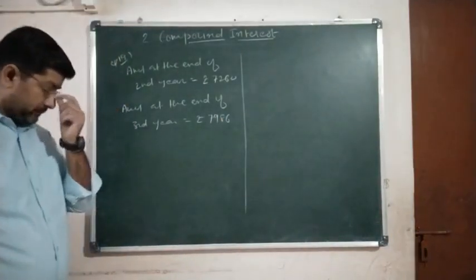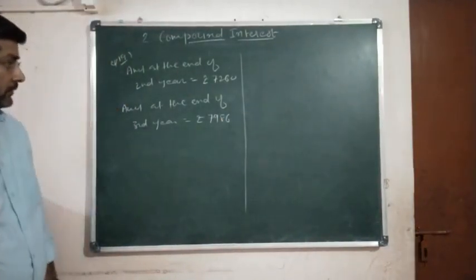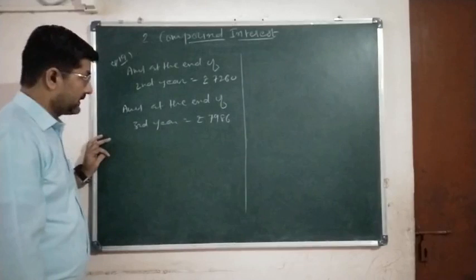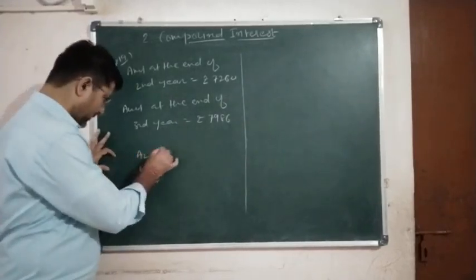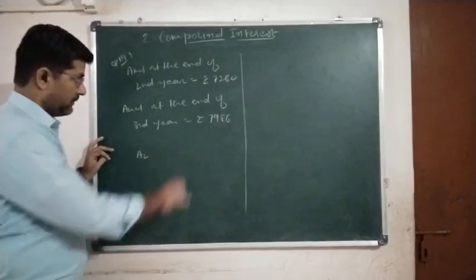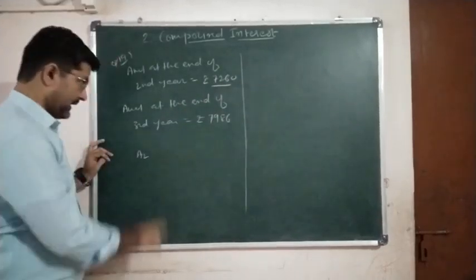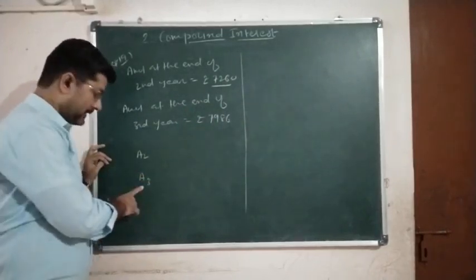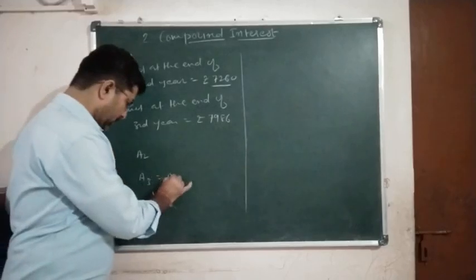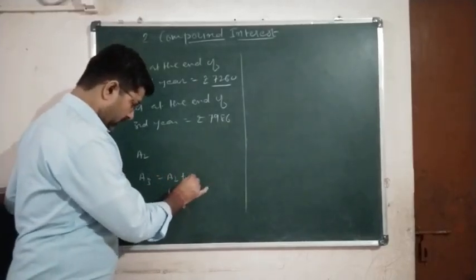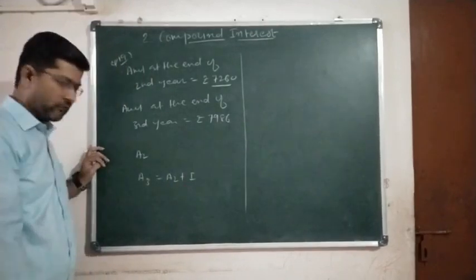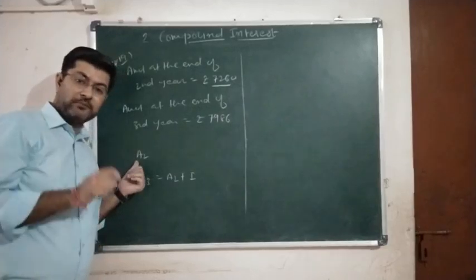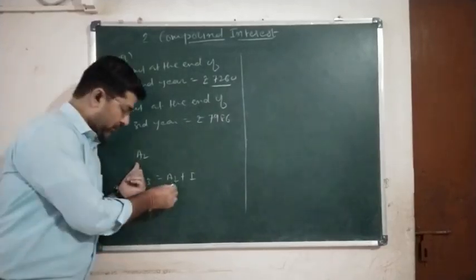Okay, now let us try to understand this fact. If you denote the amount at the end of second year by A2, so you are given A2. Yes or no? Amount, this is your A2. Again, amount at the end of third year you are given A3. How will you obtain A3? So A3 will be equal to A2 plus interest. Yes or no? Why A2? Because we know that the second year's amount becomes the principal for the third year.